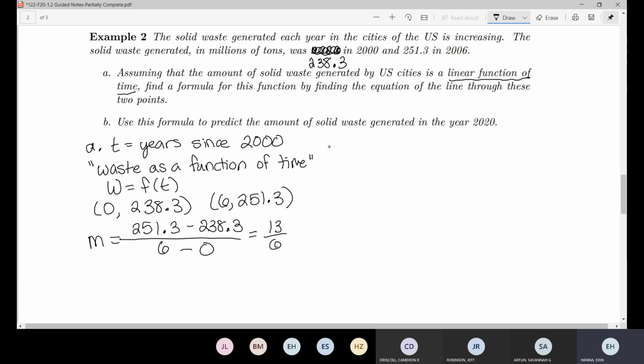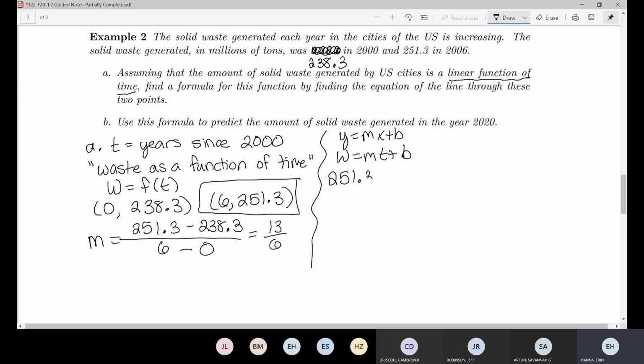So I'm doing the slope intercept way first, okay? If I wanted to do the slope intercept, that's y equals mx plus b. But here we have w equals mt plus b, just to be clear. So I'm going to pick this point right here. I'm going to plug in all the values that I know. So I have 251.3 equals my m value of 13 over 6, my t value of 6. Don't know what b is.